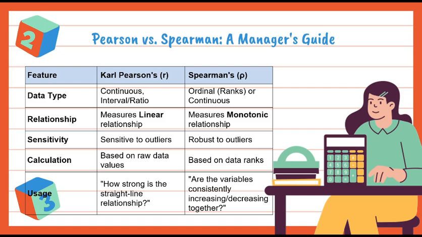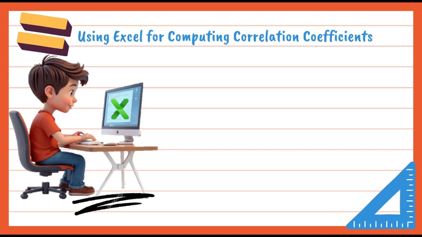Usage: how strong is the straight line relationship that we understand? Maybe positive, maybe negative, but whether there is a linear relationship between the variables is studied by Karl Pearson correlation coefficient. And Spearman's rank correlation coefficient studies monotonic relationship, that is, if one variable increases, what is happening to the other variable, whether it is increasing or decreasing. But we don't look into the type of relationship, or whether it is linear or some other type, through Spearman's rank correlation coefficient. So this is the difference between the two.